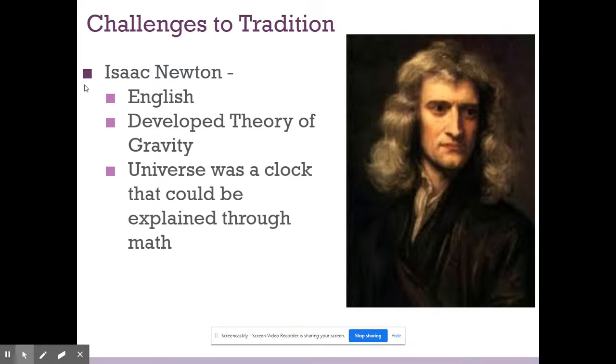Isaac Newton, we have to mention him. He's English. He develops the theory of gravity. And his idea, it kind of goes along with Bacon and Descartes, that the universe is a clock, and it can be explained through math. So all the math that you're going to do when you get to be a senior, like calculus, you can thank Sir Isaac Newton over here for that.